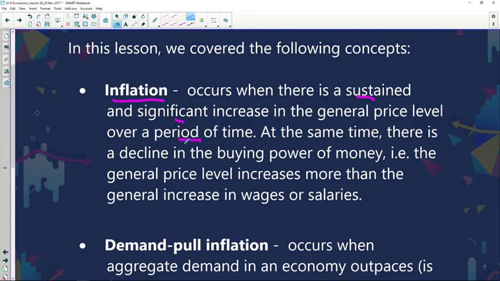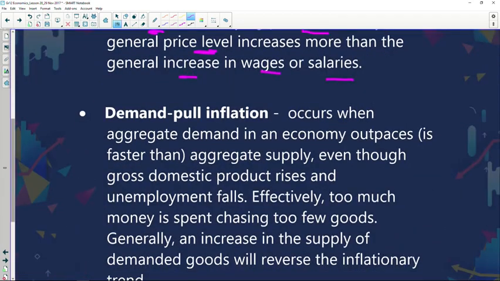At the same time, there is a decline in the buying power of money. In other words, the general price level increases more than the general increase in wages or salaries, and that results in a situation where we will be dealing with inflation.